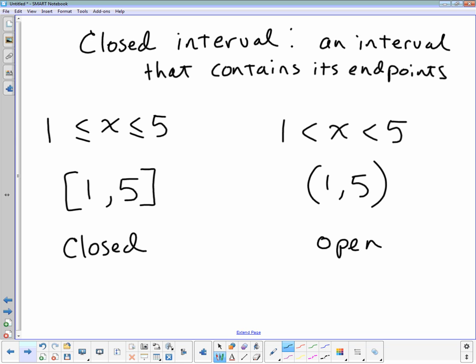One of the takeaway messages from this, and this is where a lot of people kind of drop the ball, is they forget to check the endpoints on an interval.